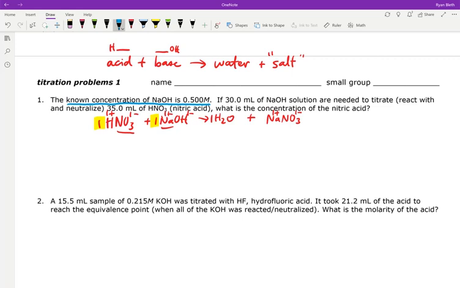So to start our problem, and these calculations will follow the same pattern basically every time, to start our calculation, we're going to start with the volume of the known thing. We know that we have 30 milliliters of NaOH being used.